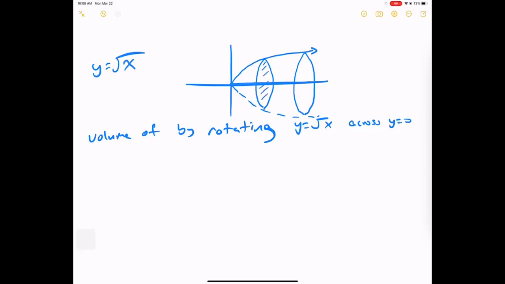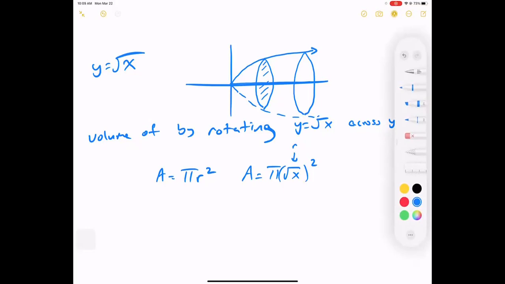We're using the shape of a circle. This area is pi r squared. To find this one circle, the area would be pi square root of x squared, because our r value is square root of x. That's the radius here. This is my r, and r seems to be bounded by this equation.